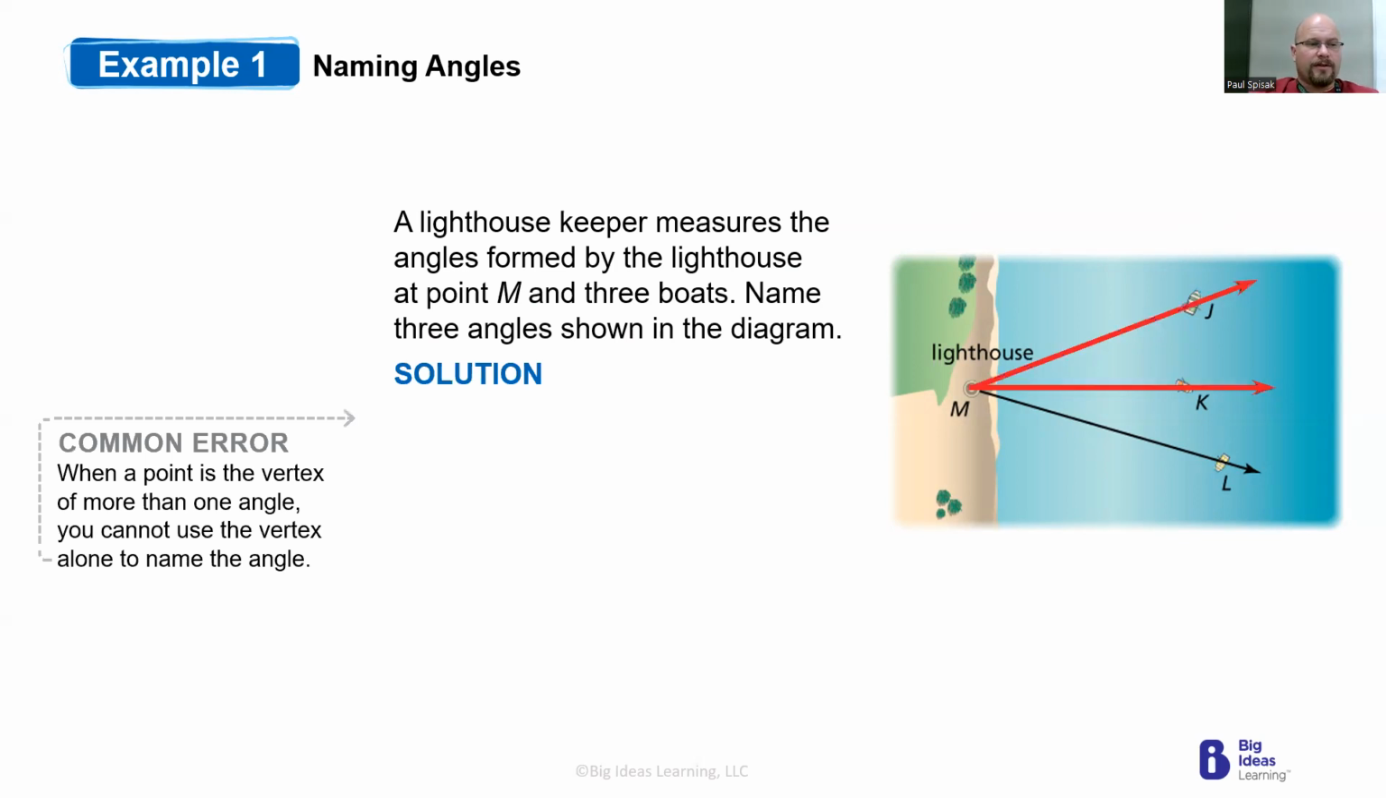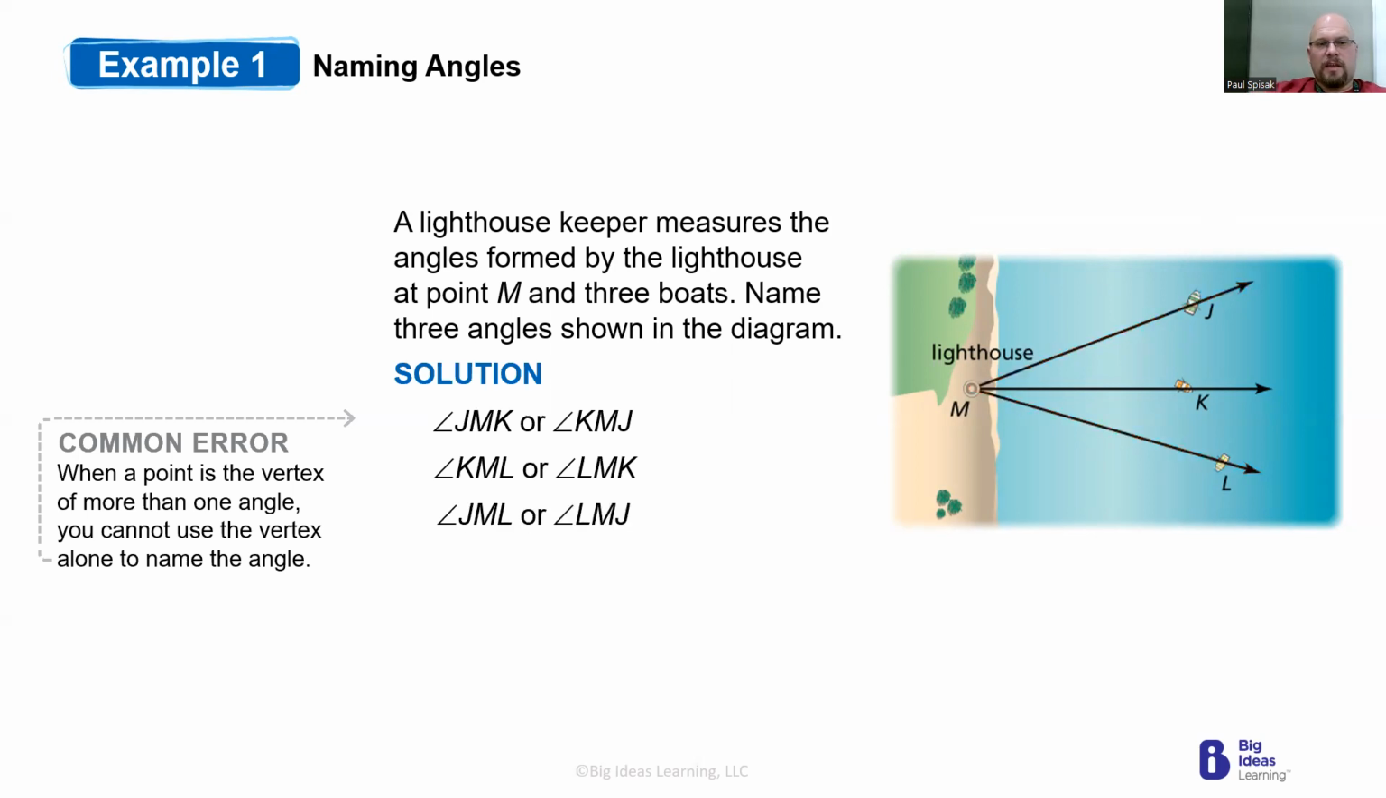So first, we have that top angle, which can be either angle JMK or angle KMJ. All right. Then we have the bottom angle there. That bottom angle, again, can go in either order, KML or LMK. And finally, we have the bigger angle made up of the 2 smaller ones, angle JML and angle LMJ.